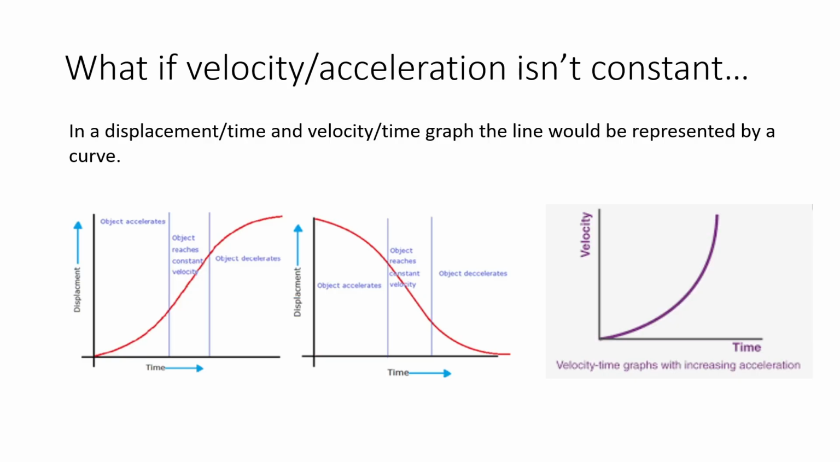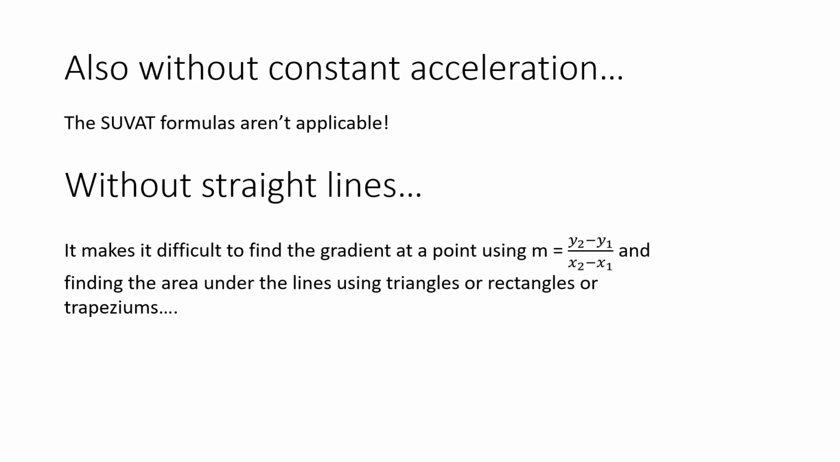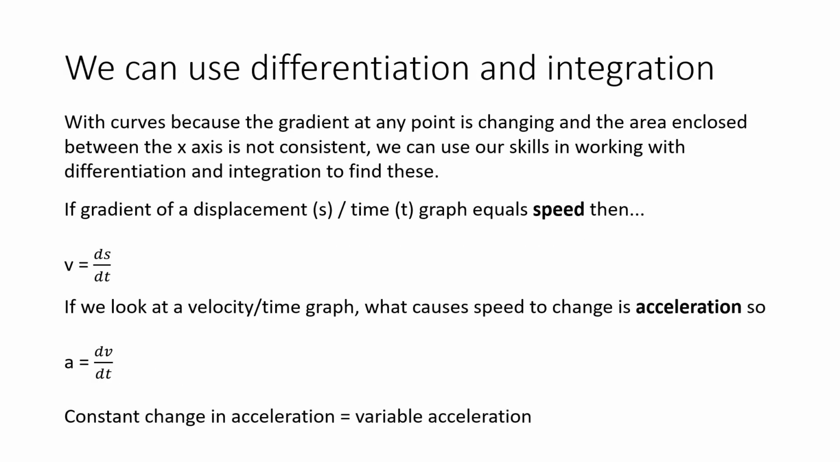Now, if acceleration or velocity was not constant, then the straight line will simply be replaced by a curve. However, all the attributes and all the features would still remain the same. Now, a key thing to note is that if acceleration is not constant, then the SUVAT formulas will not work, and without straight lines, this makes it difficult for us to find the gradient at a particular point, typically using m equals y2 minus y1 over x2 minus x1, and finding the area under the lines using triangles, rectangles or trapeziums. However, we can use differentiation and integration.